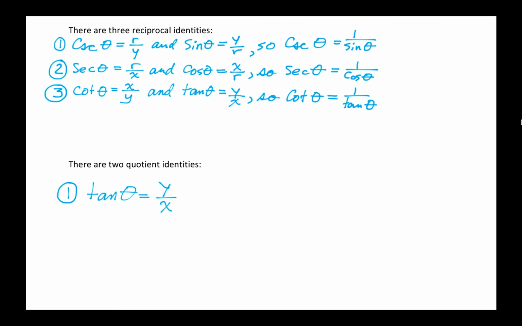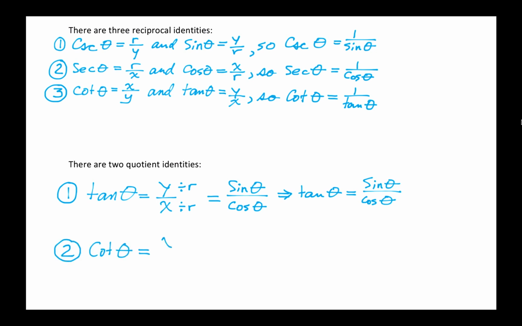Now, quotient identities. If you take the tangent, which is y over x, and you divide the numerator and denominator by r, then you'll notice that y over r is sine theta and x over r is cosine theta. So tangent theta can be written as sine theta over cosine theta. And likewise, cotangent theta, which is x over y, if you divide the numerator and denominator by r, you get cosine theta over sine theta, which is a substitution that you can do for cotangent theta.